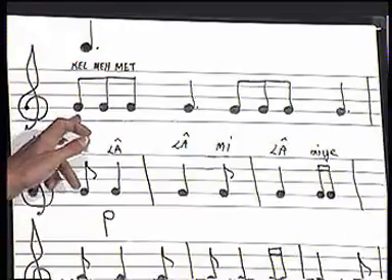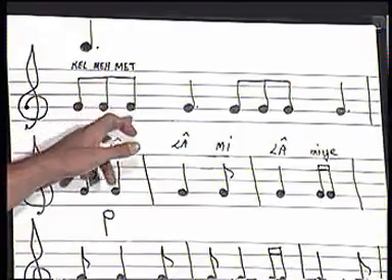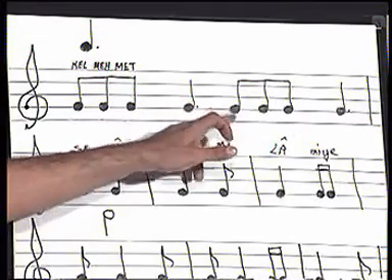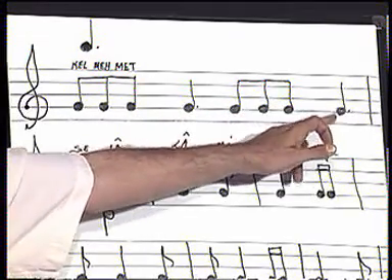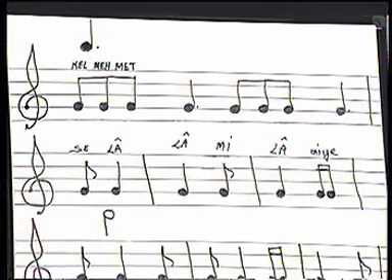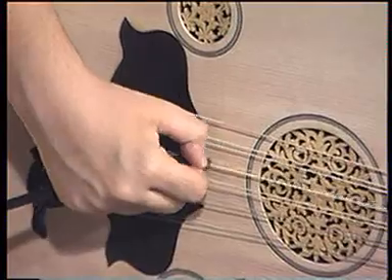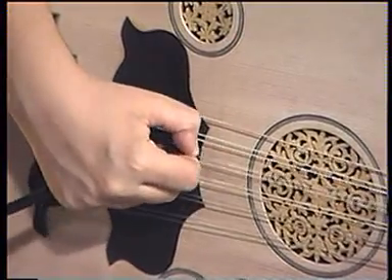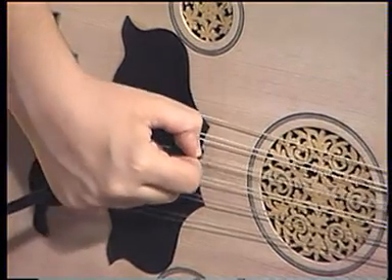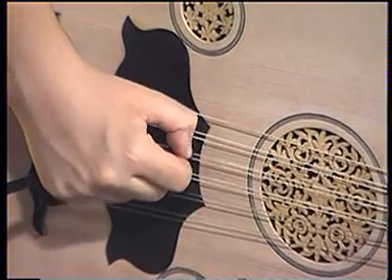If we repeat it with notes, it would be like this. Sol, sol, sol, sol, sol, sol, sol. Now let's say it with the ud. Let's see it on the ud. Sol, sol, sol, sol, sol, sol, sol, sol.